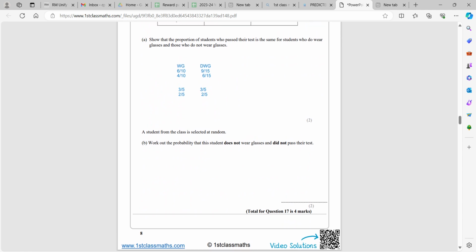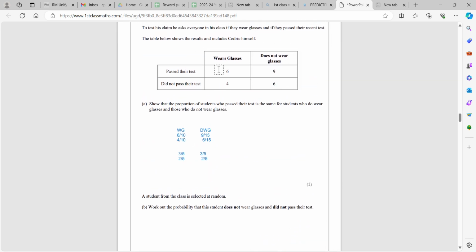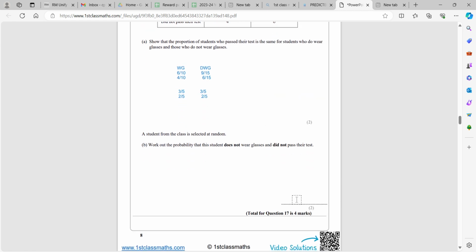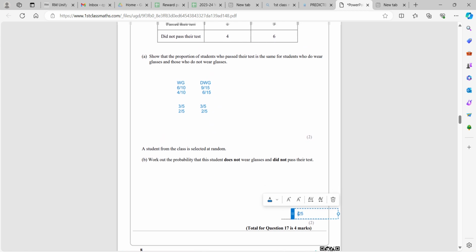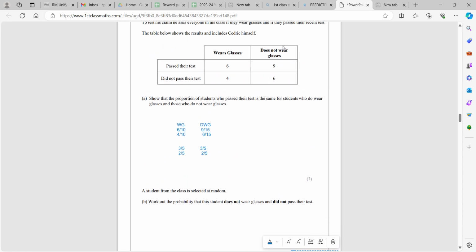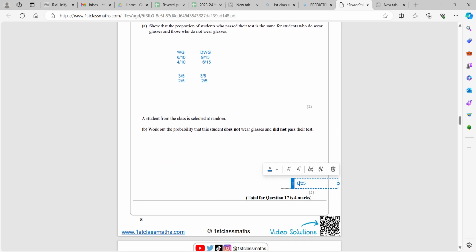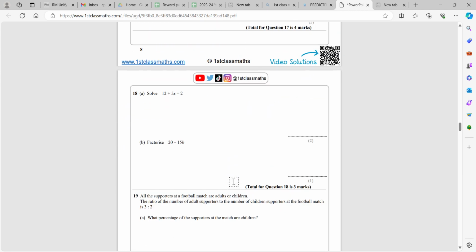Now, a student is selected from the class at random. Work out the probability the student does not wear glasses and did not pass their test. So they're selected out of the whole class. Okay, so we've got 15 here and 10 here. So for my first mark, I'm going to make sure my denominator is 25. That's my first mark there because I've added this denominator and this denominator because it's out of the whole class. Now I need to go to does not wear glasses and did not pass. Does not wear glasses, did not pass. And that is 6 over 25. First mark, second mark. Let's move on.